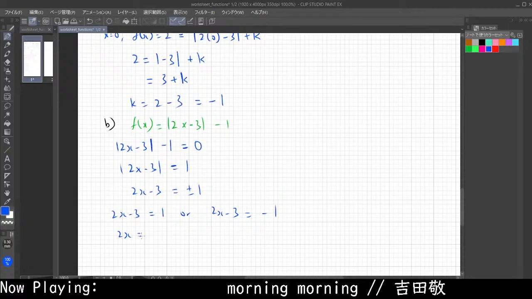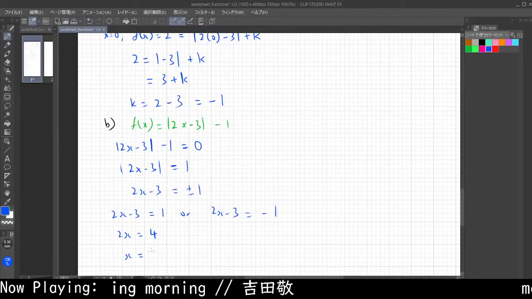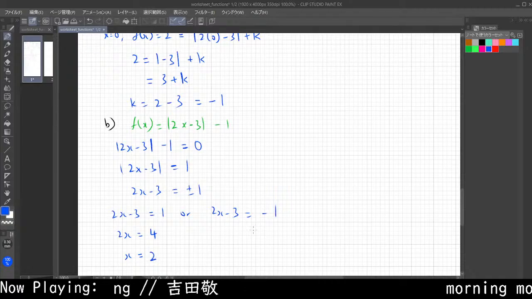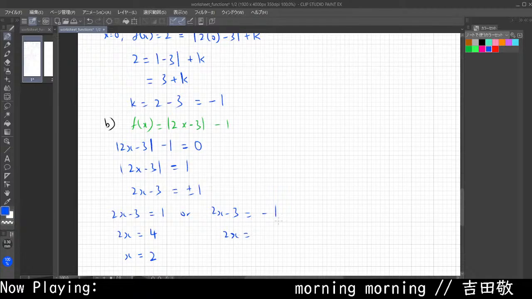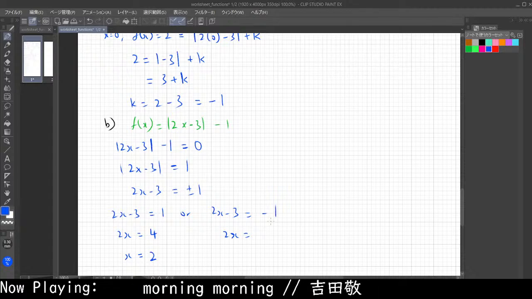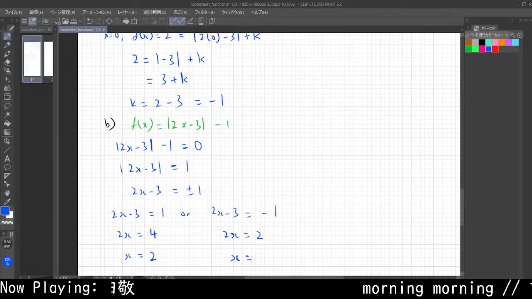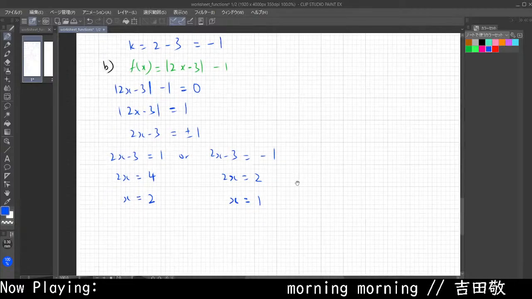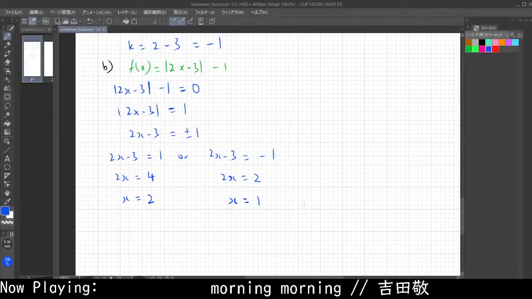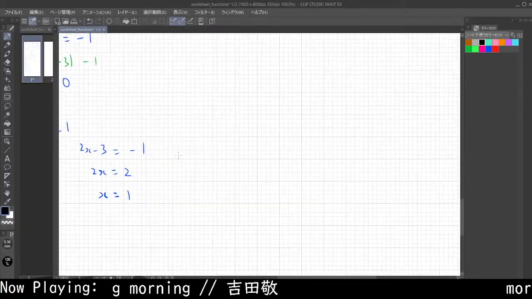Going over, 2x equals 1 plus 3, which is 4. Move the 2 over and divide: 4 divided by 2, you get 2. Next, 2x minus 3: move over, it becomes plus 3. Minus 1 plus 3, you get 2. Move the 2 over, 2 over 2, you get 1. So x has 2 values: x equals 1 and x equals 2 are the x-intercepts. Okay, done.